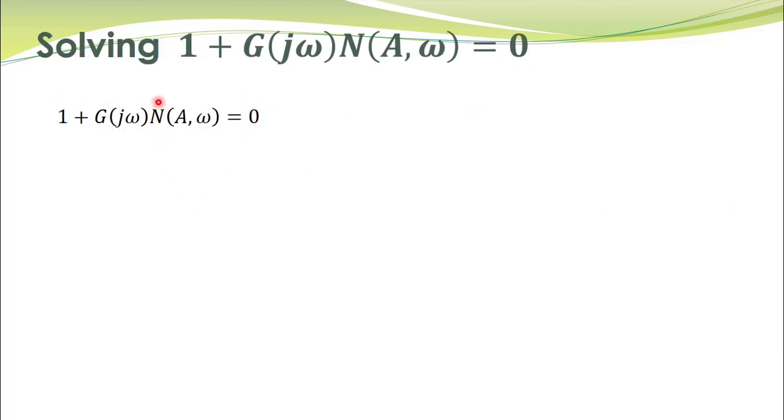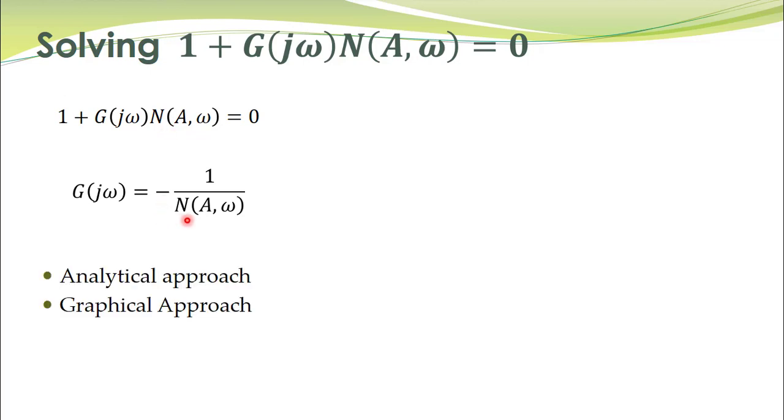So let's talk about this third step, that is how to solve this equation. This equation can be rewritten into this form. Both the equations are the same, written in different ways. We simply bring this to the right hand side and divide both the sides by this describing function to get this expression. That is simple. To solve this equation, there are two most commonly utilized approaches.